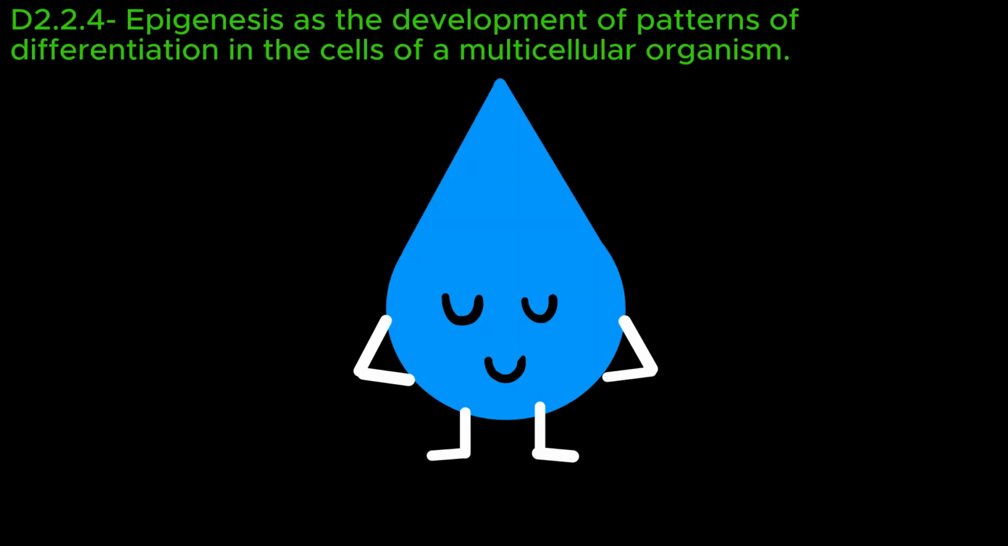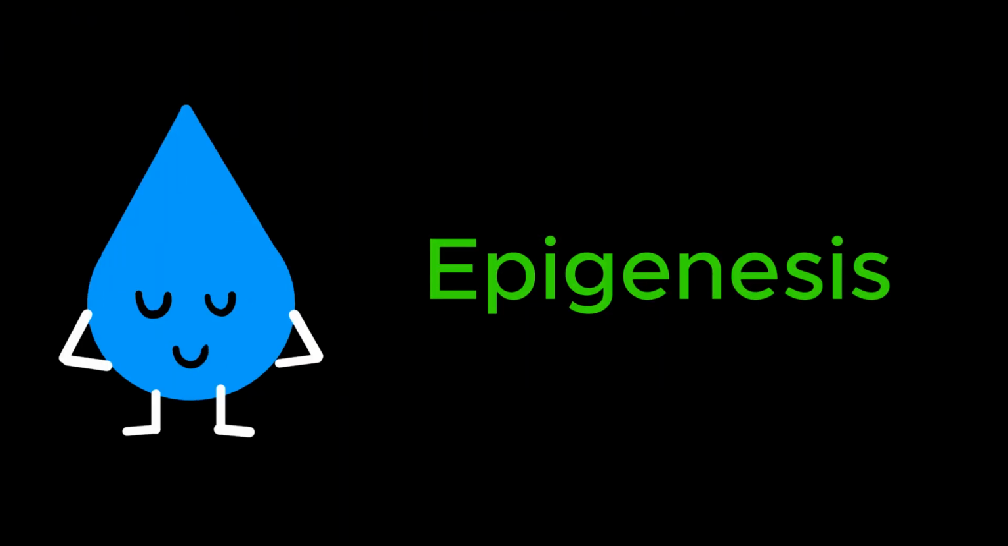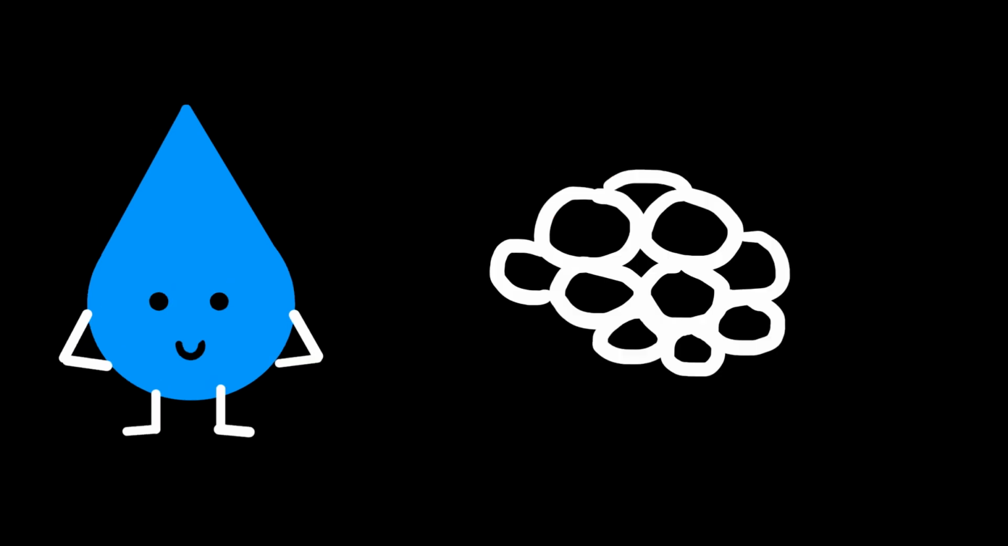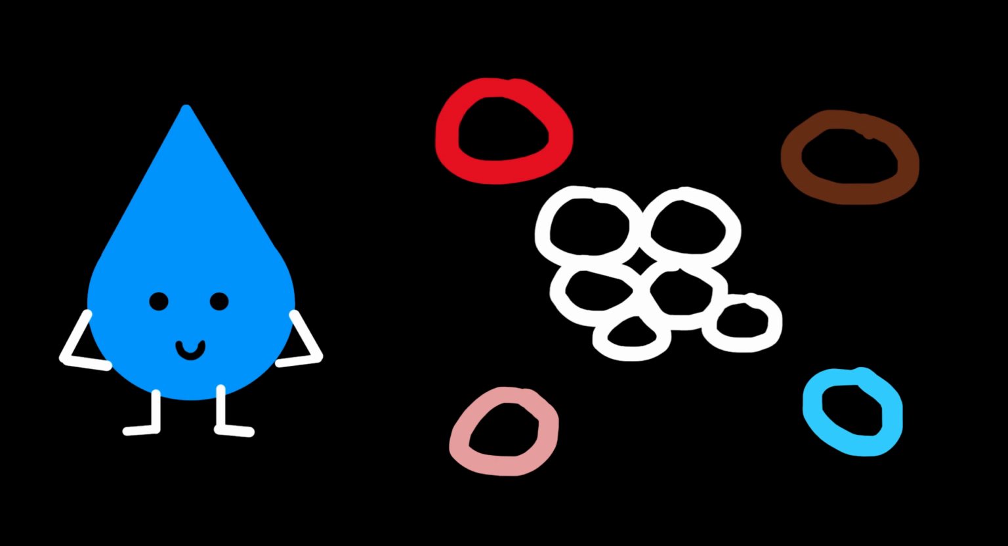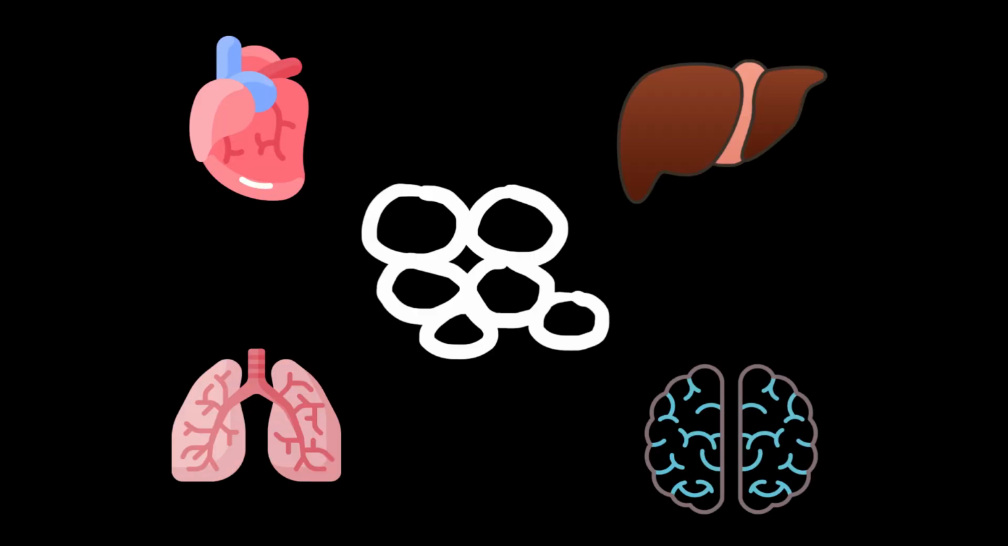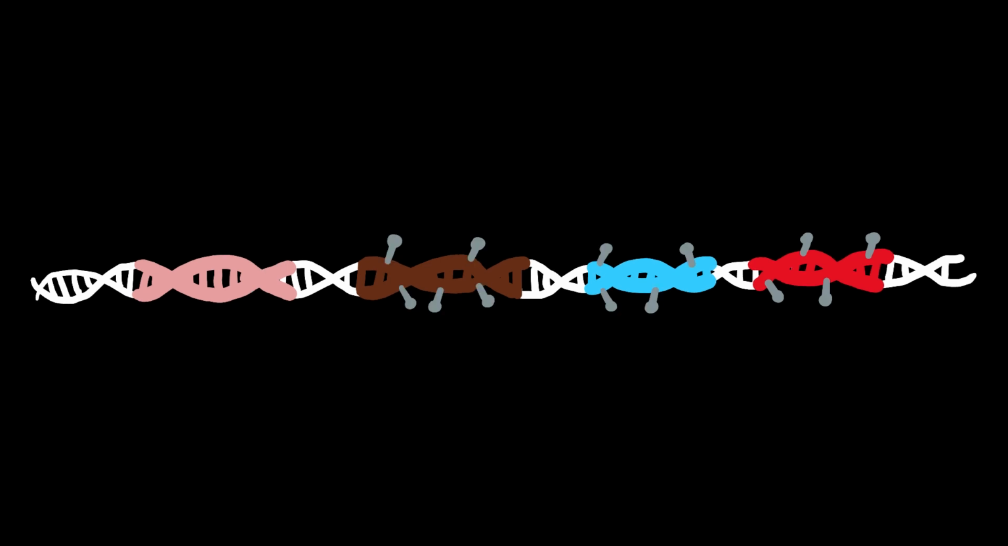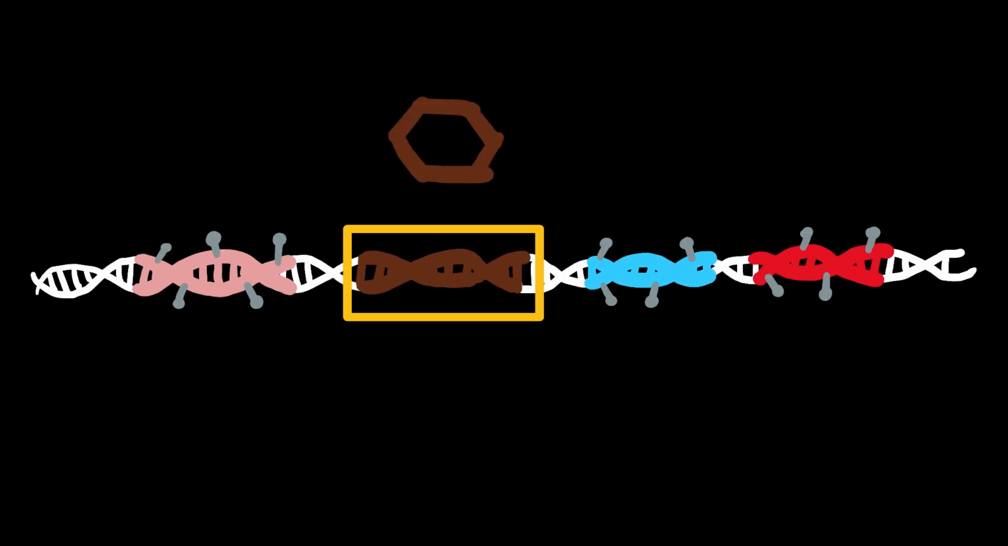This relates to the concept of epigenesis, the development of an organism from undifferentiated cells. When the cells undergo differentiation, they become specialized for their functions. This is thanks to epigenetic tags like methyl groups, which control which genes are activated.